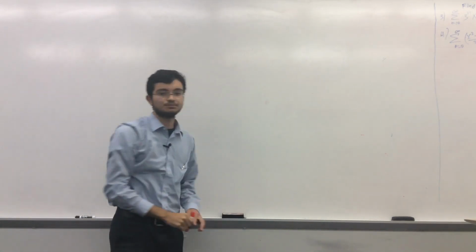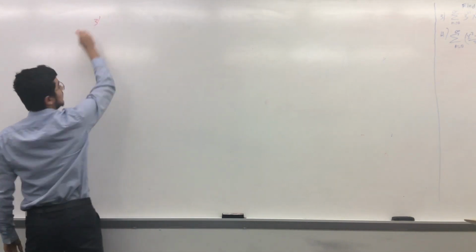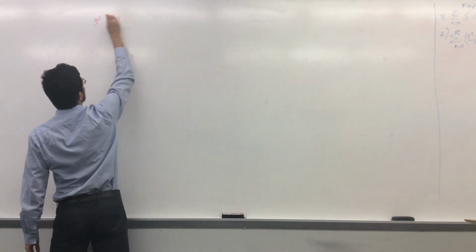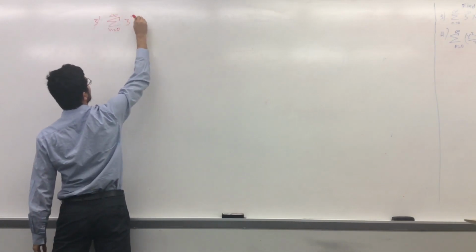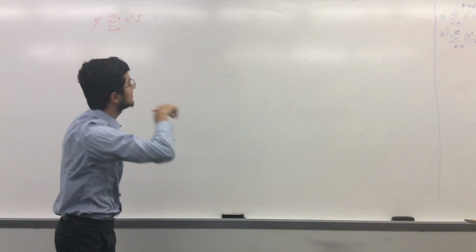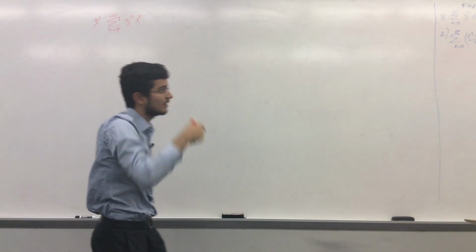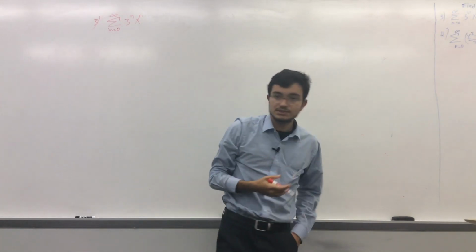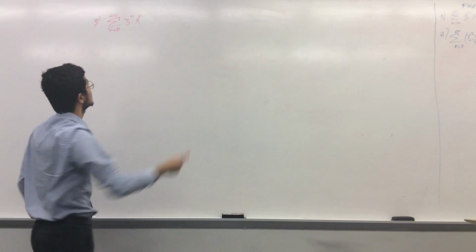All right, for problem number 3, we have the sum from n equals 0 to infinity of 3 to the n times x to the n. I'm sorry, x to the n. Yeah, there you go. And we want to find the interval of convergence and the function that describes it. Okay? So let's rewrite this.